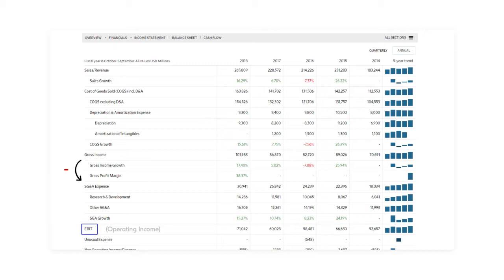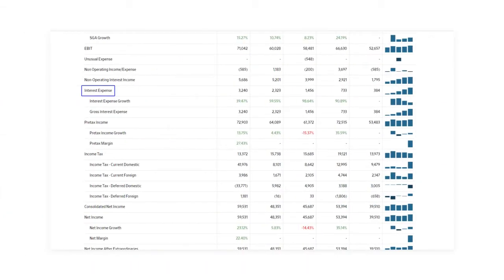Okay, let's imagine that this line shows the operating profit, which in turn means the profit received from the main activities of the company. Its calculation is to subtract from gross income the SG&A expense. Interest expense is the cost of paying interest on the debts of the company.